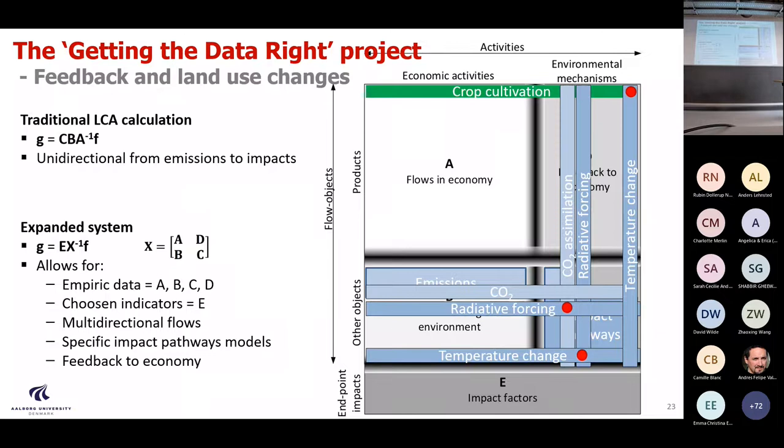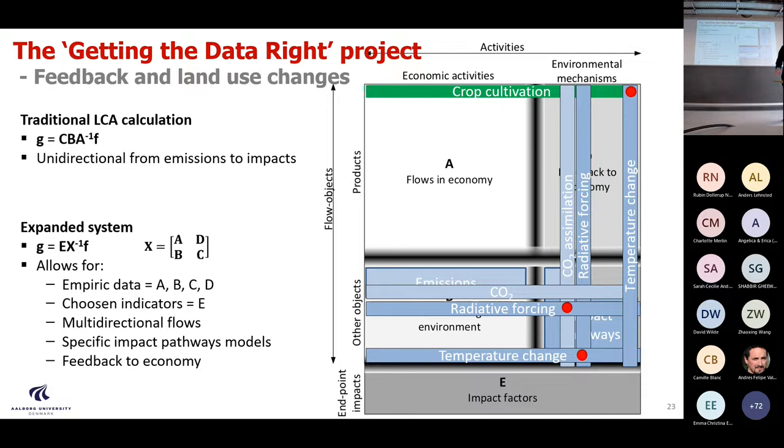So if you are looking at crop yields, many countries this summer, because of major droughts, you will see that the yields have gone down. And that's because of CO2 emissions. So we actually have activities in the economy that cause emissions. Then we have a pathway here that feeds back into the economy. So we are having less crop yields today because of historical CO2 emissions. That is one thing we are modeling.